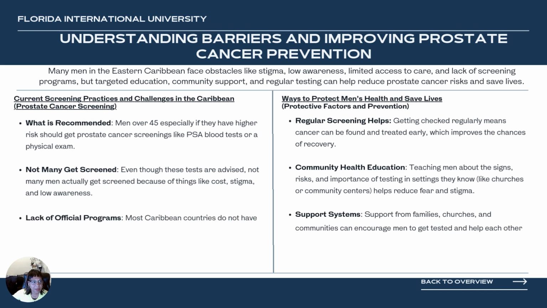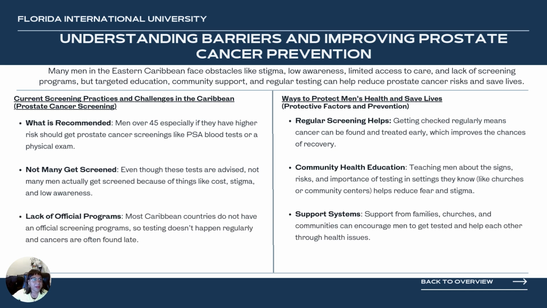Then we have also what is recommended, right? So the men over 45, if they have a higher risk, they should get prostate cancer screening, like the PSA blood test or a physical exam. But not many get screened. Even though these tests are advised, not many of the men actually get screened because of things like cost, the stigma, and again, the low awareness.